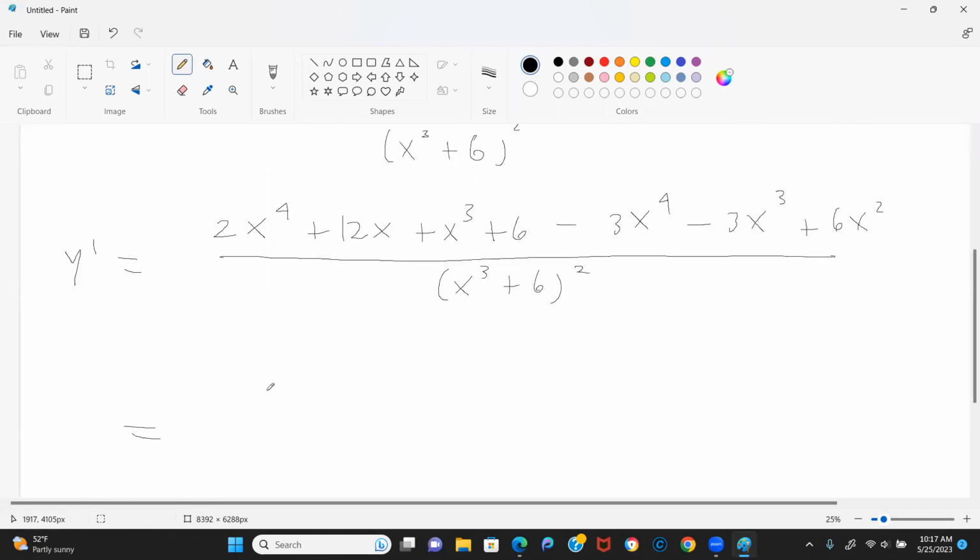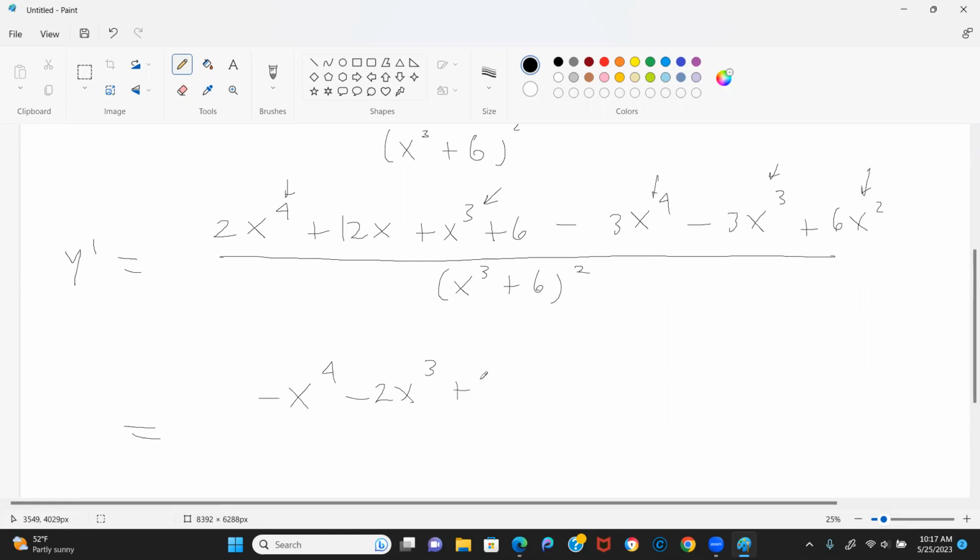And now if you simplify that, what do we get? So you have x to the fourth, x to the fourth, so they'll give you a negative x to the fourth. And you have this x cubed minus 3x cubed, so they give you negative 2x cubed.